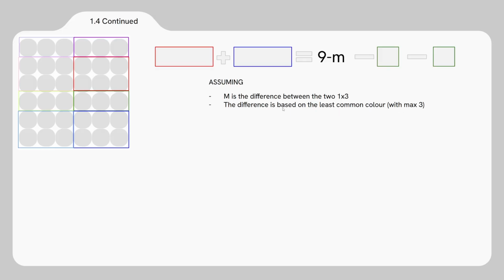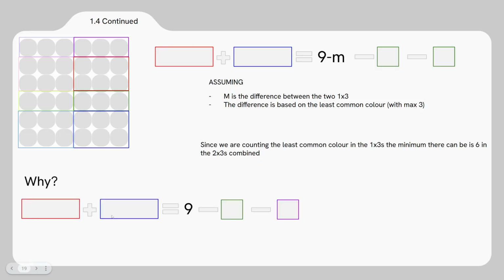Since we are counting the least common color in the 1x3s, that means that it's the most common color in the 2x3s. So there must be at least 6. Now why is this? If you add all of these boxes together, you'll get 9, and then you can move the two 1x3s to the other side. Then we assume that green is the one with the least number of that color. That means that purple is m plus green. Finally, if you substitute that in, you get 9 minus m minus green, which is what we have at the top.